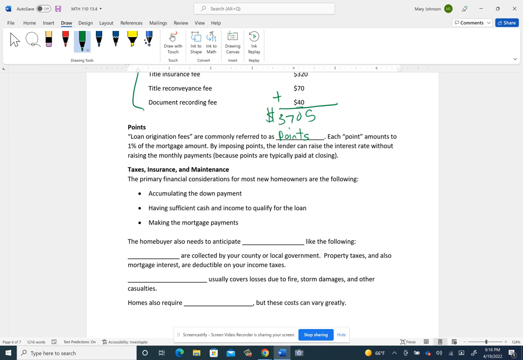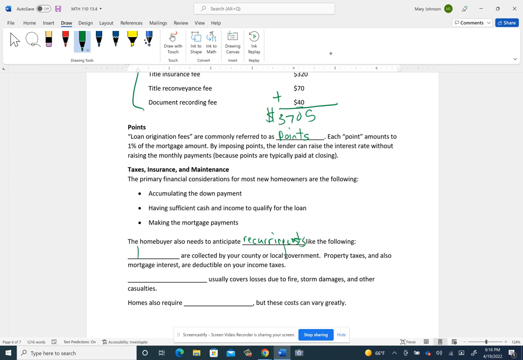So typically what we're worried about when we're buying a house is, man, how am I going to come up with the down payment? Or will I qualify for the loan? Will the bank give me a loan? Do I have enough cash and income to qualify? And then you think about your mortgage payment. So you'll be thinking, I need to have enough money to make the mortgage payment. But you also need to realize that there are going to be other recurring costs.